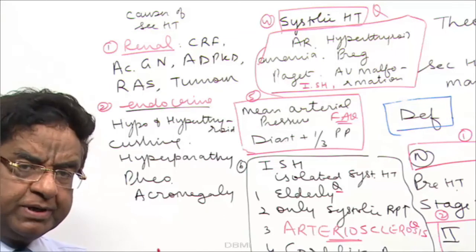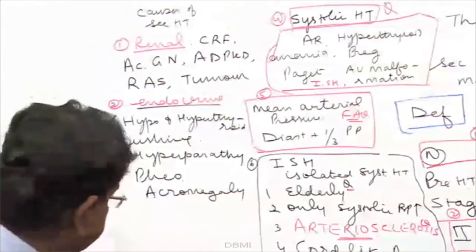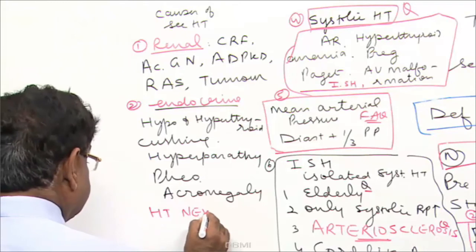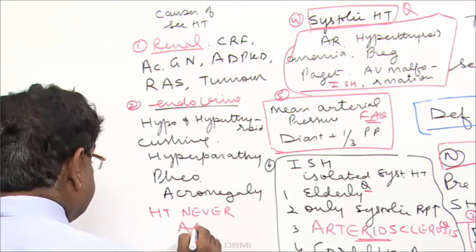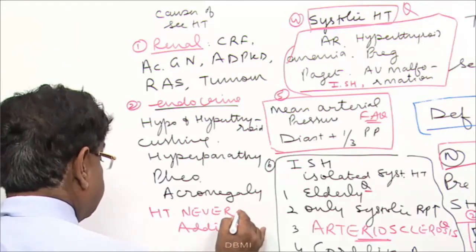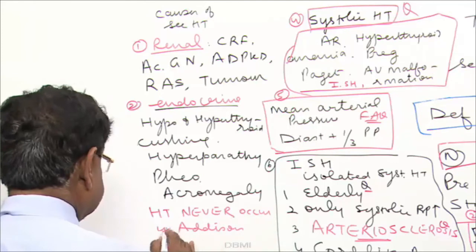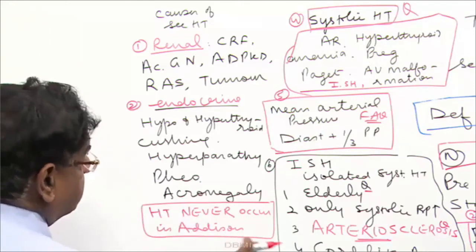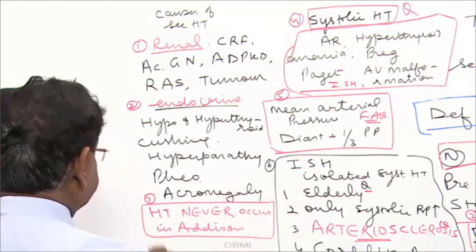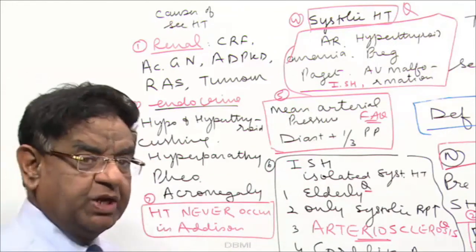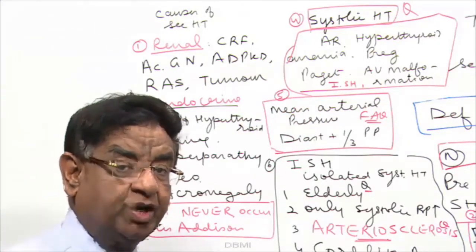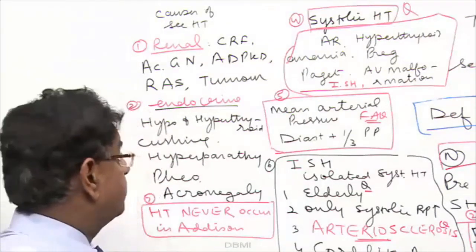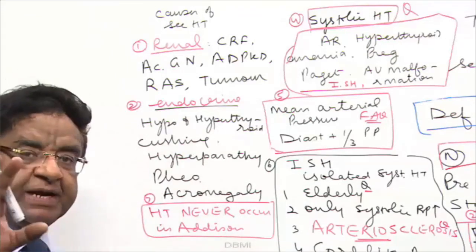Okay, but an important MCQ and Viva question in your final prof: hypertension never occurs in Addison's disease. Never in Addison's disease. This is the most important MCQ, circle number 7. Invariably, whenever this question comes, hypertension is seen in all except, it will always be Addison disease. Got it? Very important MCQ, Viva question also, but otherwise, those are the endocrine conditions where we get hypertension.